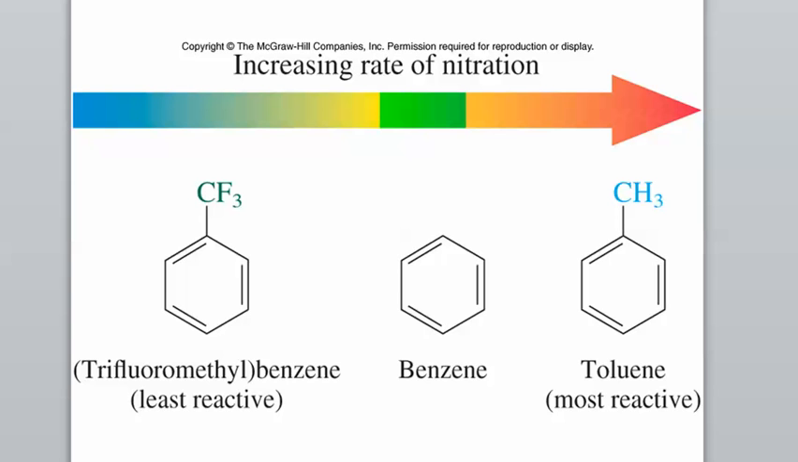For example, in this figure from your book, we see a comparison of plain old benzene in the middle and two common substituted benzenes. On the left, the trifluoromethylbenzene, and on the right, the methylbenzene that we call toluene. What we find is if we do nitration on these molecules, if we add an NO2 group, compared to benzene, the molecule on the left with the CF3 group is much slower, about 40,000 times slower in its reaction rate, whereas toluene is faster than benzene by a factor of about 20 to 30.